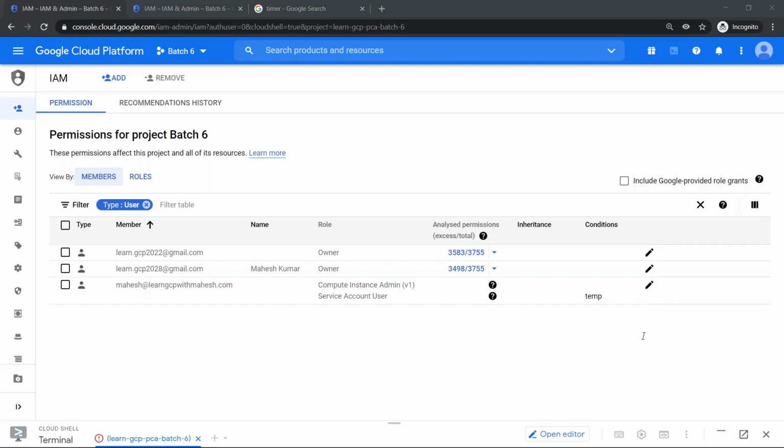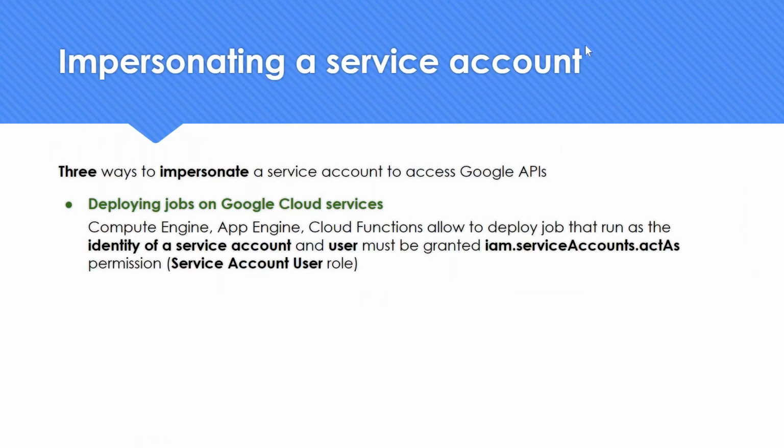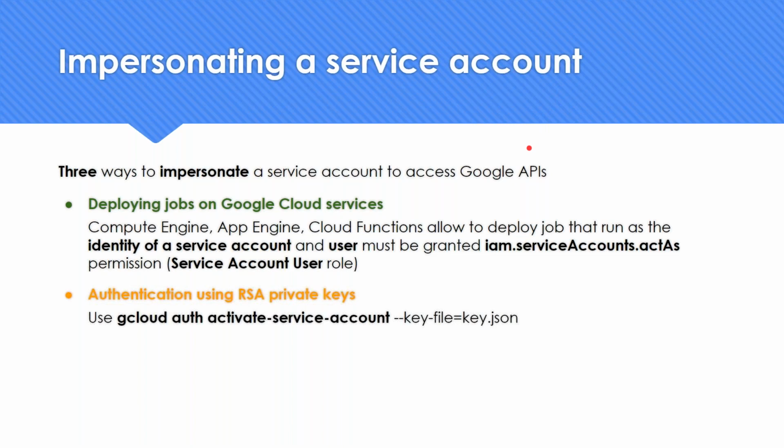Now let's go to the second option, which may look a little scary also, but I want you to be aware of all the options. The next option is called authentication using your private key. This is the scariest option, I would say, the dangerous option. What is this, basically? First of all, I'm going to revoke my self access, so Mahesh will not have access to this batch 5 project itself.